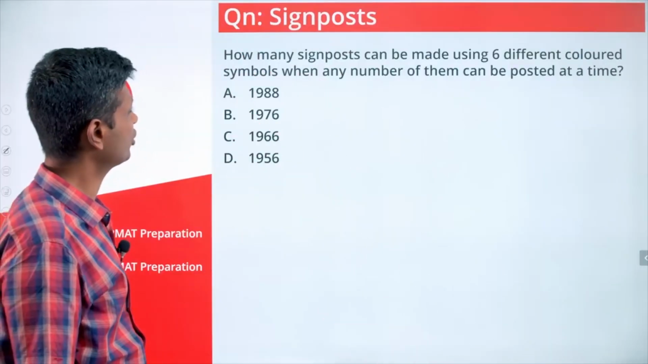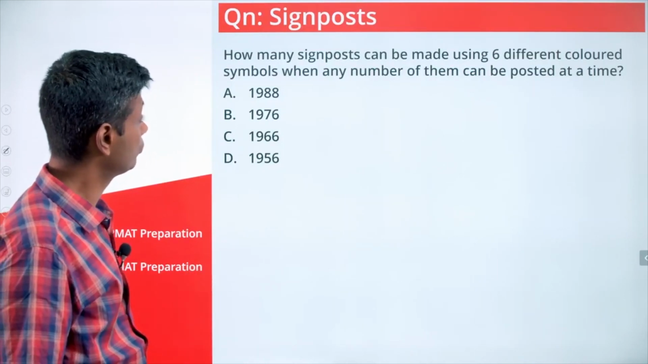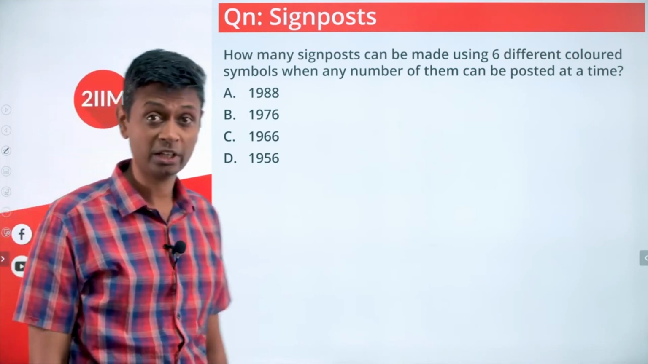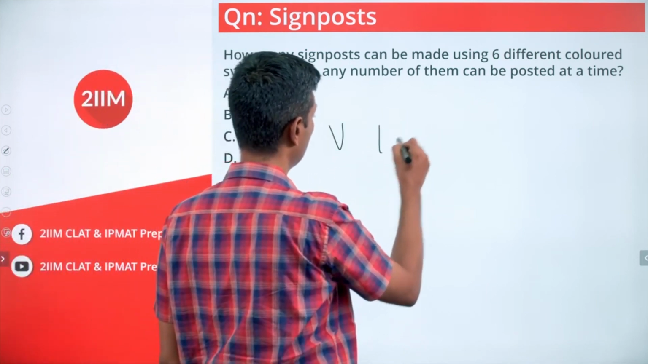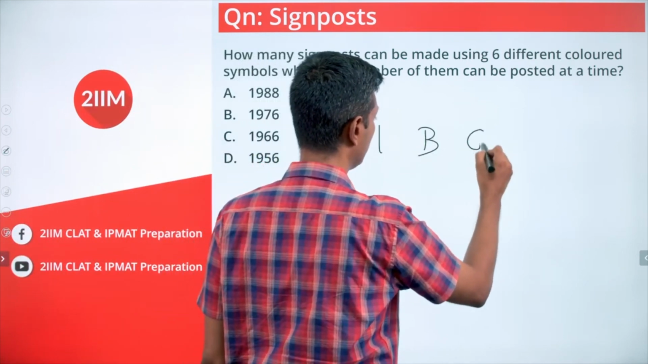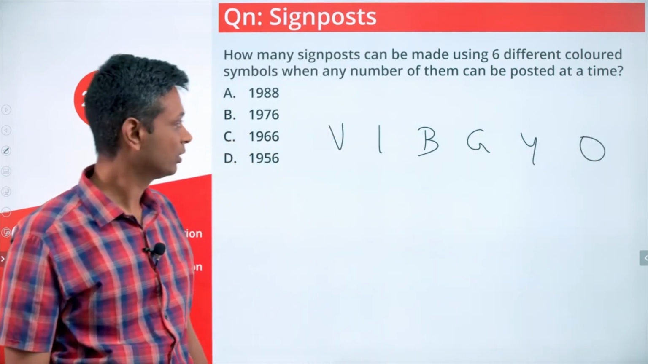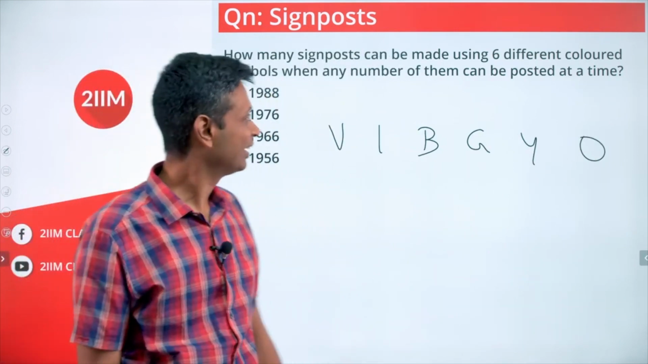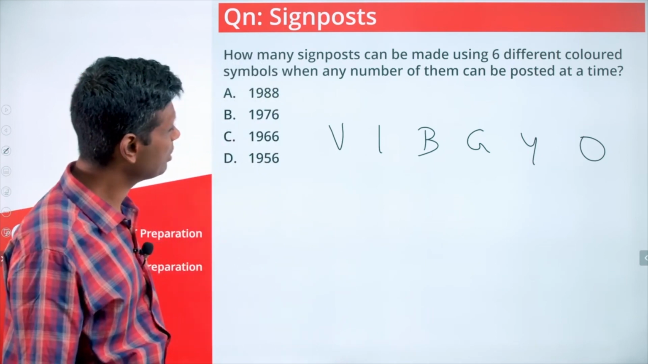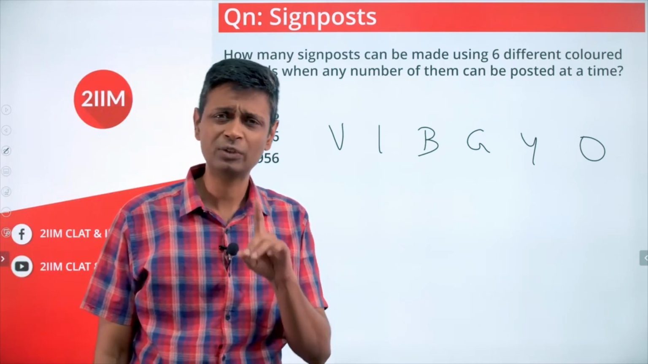Done. How many signposts can be made using 6 different colored symbols when any number of them can be posted at a time? 6 different colored symbols. So we do violet, indigo, blue, green, yellow, orange. Out of these 6, I don't have red. Fine, so we don't have 7, unfortunate. When any number of them can be posted at a time. Lovely question. Any number can be posted at a time. So we could have only one being posted.